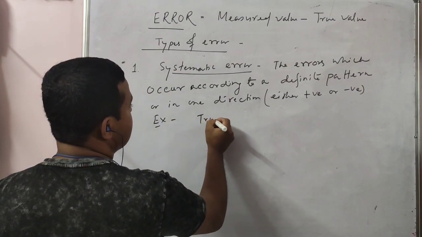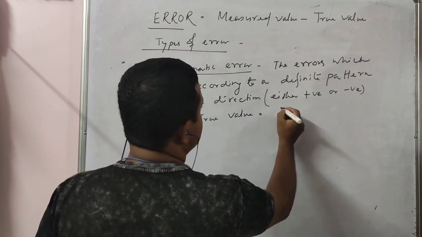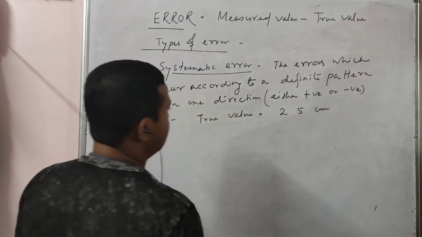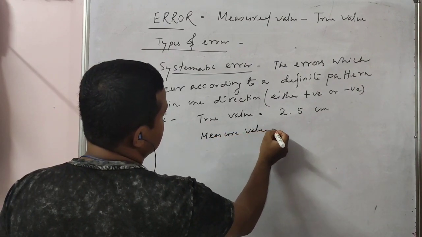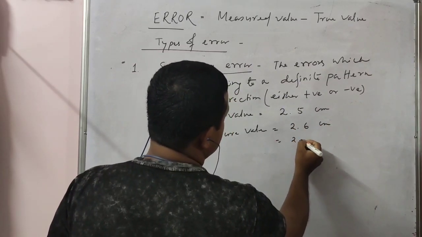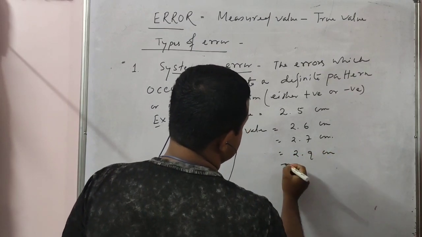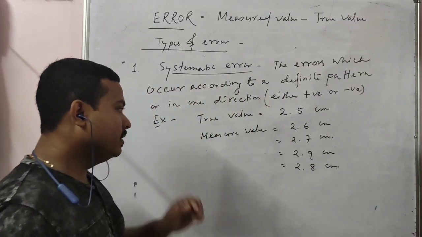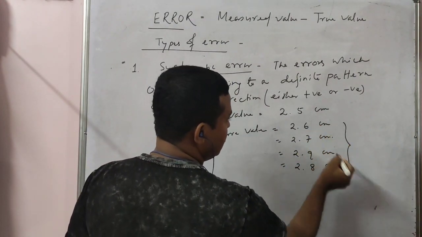So let me take one example. Suppose the true value of a certain physical quantity is, say, 2.5 centimeter. While measuring, your measured values are, say, 2.6 centimeter, 2.7 centimeter, 2.9 centimeter, 2.8 centimeter. So here you see, if we find the errors, then what will be the errors?